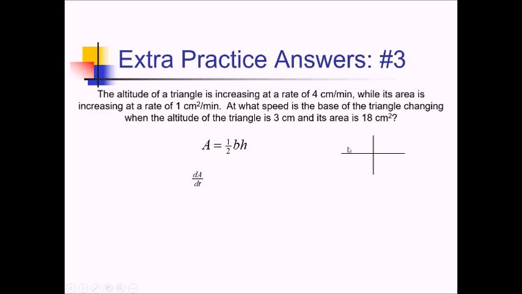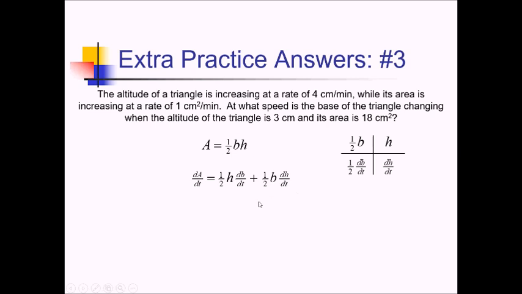So my factors are going to be 1/2, b, h, and now I have to take their derivatives. So this will be 1/2, dB over dt, and dH over dt. Using the product rule to multiply that out, we've got 1/2 h dB over dt plus 1/2 b dH over dt.